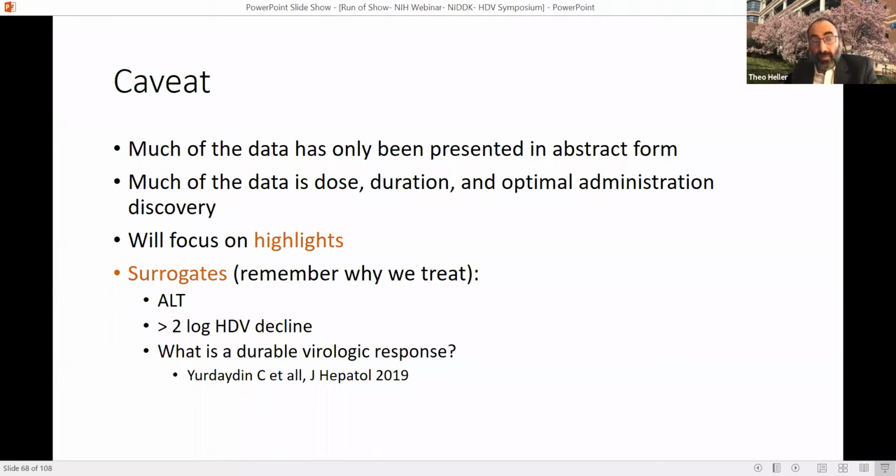Dr. Rossetto always brings this up, and he always makes the point that it's very difficult to obtain a truly durable response. It is possible. There are patients who have had long-term HDV RNA negative, but we have to be careful how we define it and how we measure it. And that's also where standardized assays come into play.